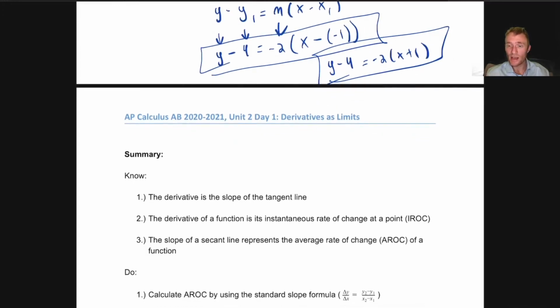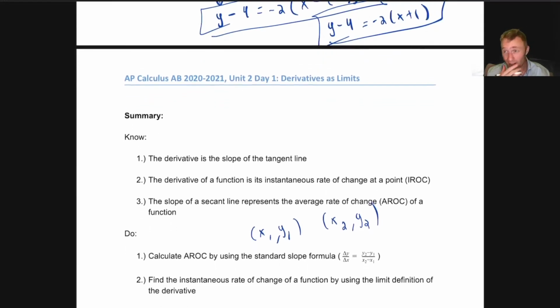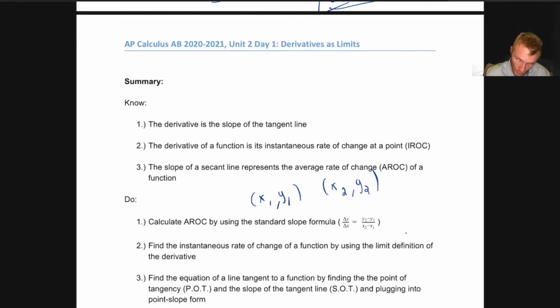Things you need to be able to do. Number one, calculate the average rate of change using a standard slope formula. If you have 2 points, if you have an x1, y1, and you have an x2, y2, this is literally your slope formula if you're asked for average rate of change. Number two, find the instantaneous rate of change using the limit definition of a derivative. I'm not going to make you do this too many times, but I will make you do it a couple times so you can show me you understand it. That's taking the limit of f of x plus h minus f of x over h, the limit as h approaches 0.